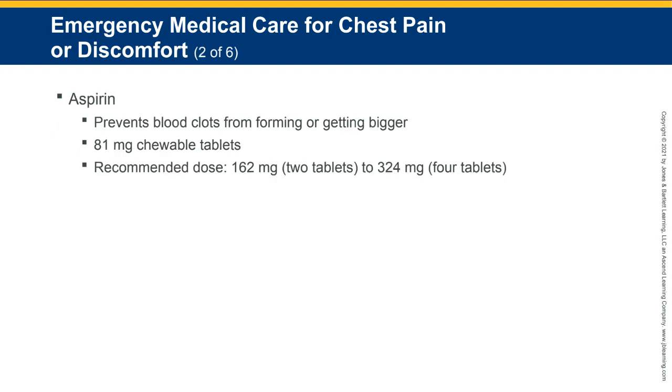All right. Now, aspirin prevents blood clots from forming or getting bigger. That's the purpose of aspirin, right? Aspirin does not thin the blood out. That's a misconception. Can't thin out your blood. 81 milligrams chewable tablets. Recommended dose 162 milligrams. That's 2 tablets to 324 milligrams, which is 4 tablets. And it's non-enteric coated aspirin. You give it to the patient, let them chew the aspirin and swallow the aspirin.